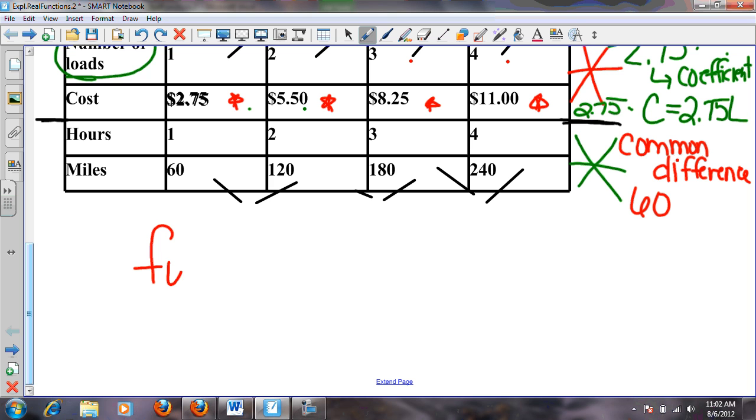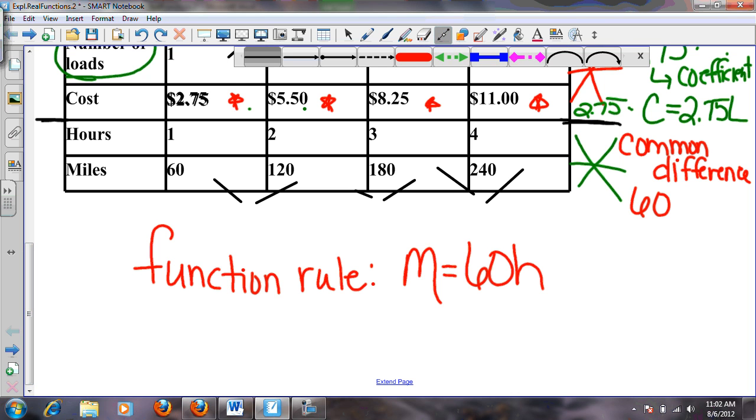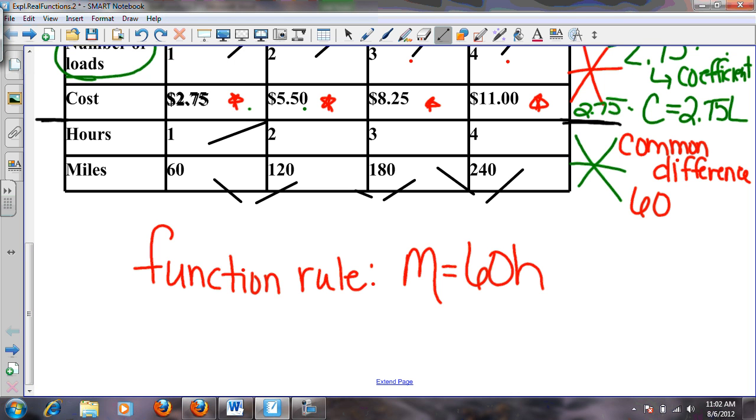So my function rule. The hours, sorry, not hours. The miles driven is going to equal 60 times the number of hours that I drove. Let's double check. 1 times 60, is that 60? 2 times 60, is that 120? 3 times 60, 4 times 60. Looks like it worked for every time.